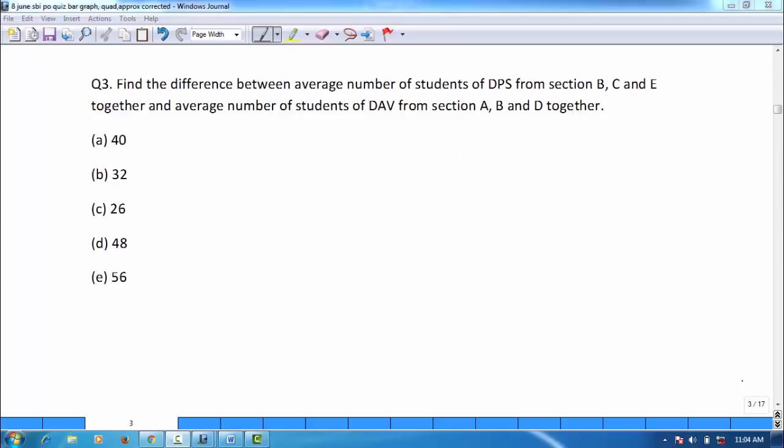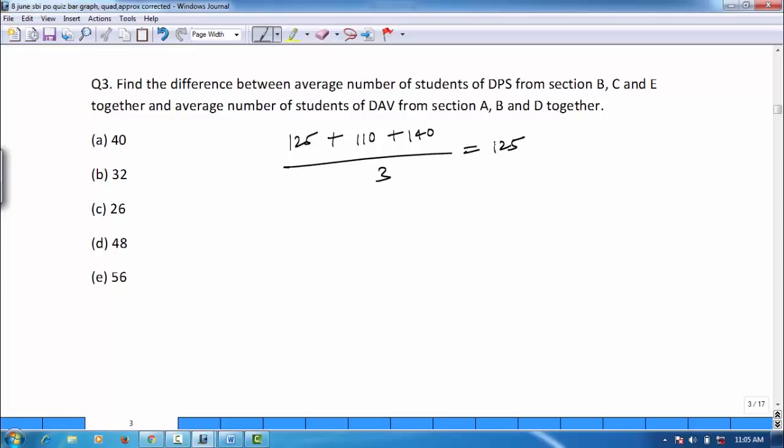Question number 3. Find the difference between average number of students of DPS from section B, C and E together and average number of students of DAV from section A, B and D together. So average number of students from DPS section B, C and E together will be equal to 125, that is the number of students in section B, plus 110, that is the number of students in section C, plus 140, that is the number of students in section E, upon 3. So that will be equal to 125, the average of DPS.